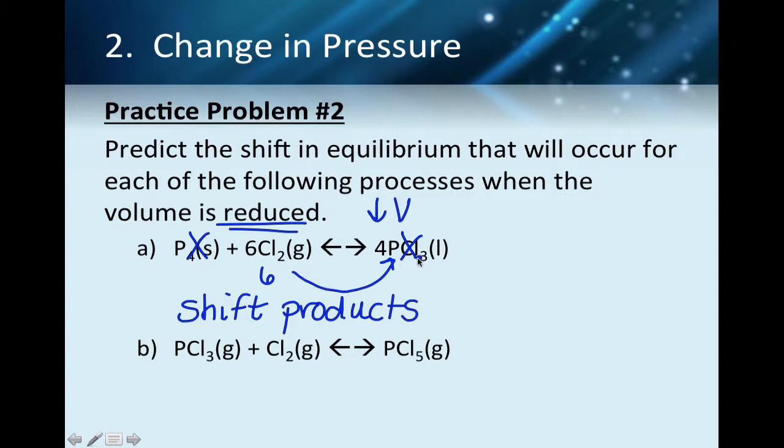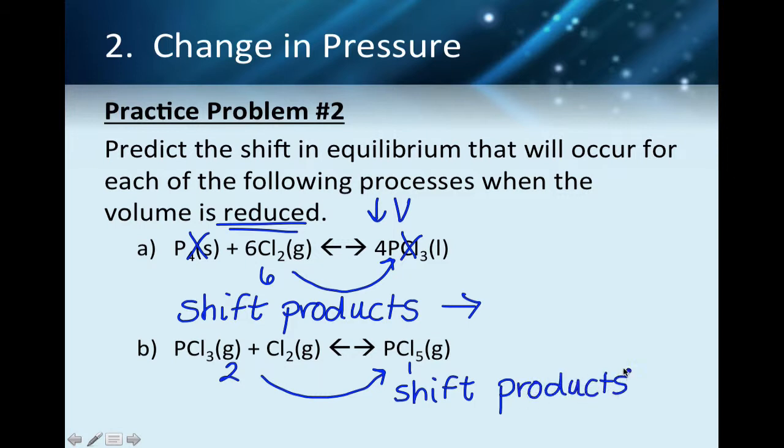It's going to shift to the side that reduces the number of gas molecules, so it's going to shift towards the products. It's going to go right. In this question, we have 2 total gaseous molecules on this side, and I only have 1 over here. So again, because this is the side that has the fewer number, we're going to see a shift toward the products, and it's going to go right. So when you're decreasing the volume, you want to shift to the side that has the fewest number of gaseous molecules. And when you're increasing the volume, it shifts the opposite way, to the side that has the most gaseous molecules.